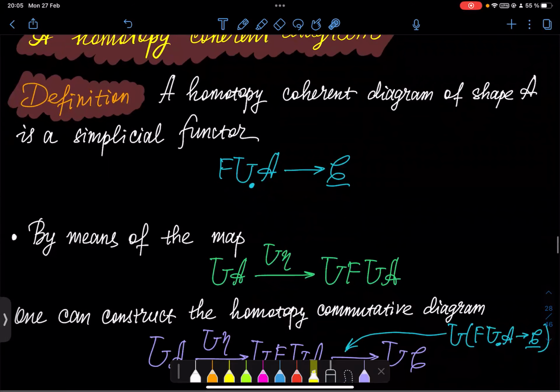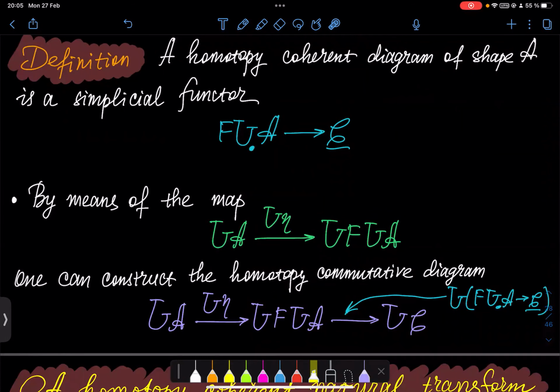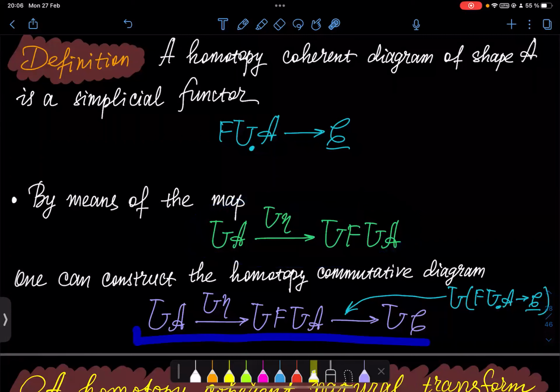So we can form the following map from UA to UC by means of the following functor and the map. We start with UA and we apply U eta, and we have in the target this guy, and after that we apply the composite of U and this map, and now we have a homotopy commutative diagram.